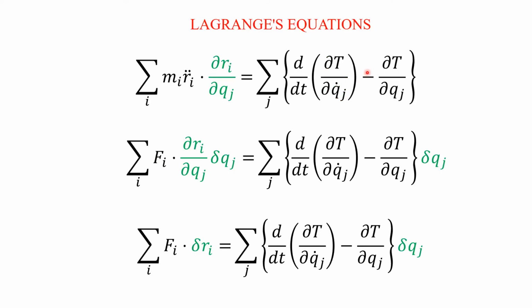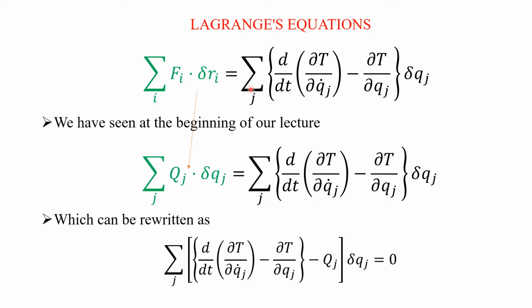Just now we have seen this expression. What I am going to do is multiply by delta qj on both sides. Delta qj, here also delta qj. You know here this green color term, that is delta ri over delta qj into delta qj, is equal to delta ri. This green color term I have replaced by delta ri. Now what will happen to this expression? We will see.